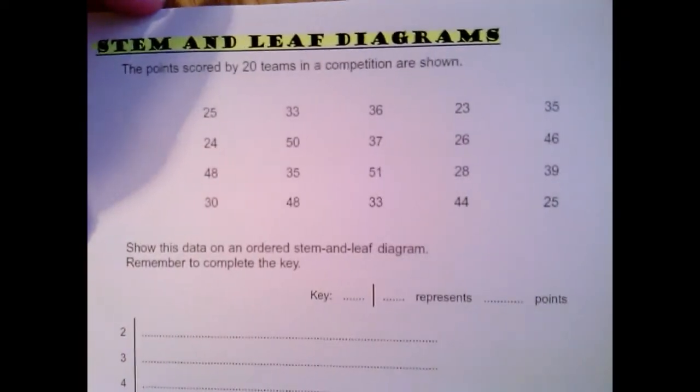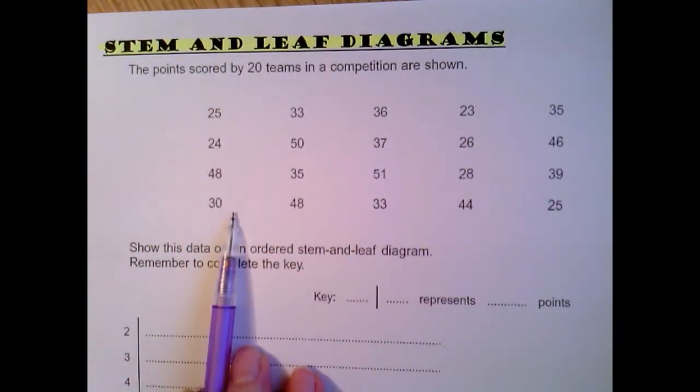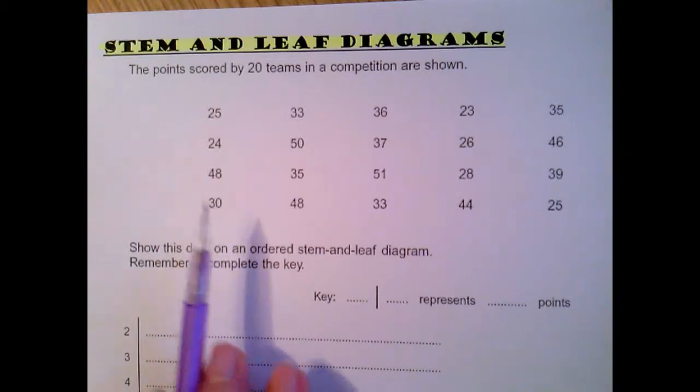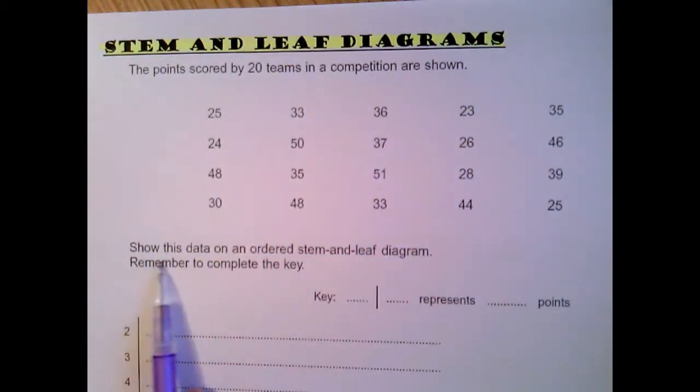Okay, the next type of displaying data that I want to look at now are stem and leaf diagrams. So this is just where you are given a list of numbers and you want to display them in a stem and leaf diagram. The points scored by 20 teams in a competition are shown. Show this data on an ordered stem and leaf diagram and remember to complete the key.